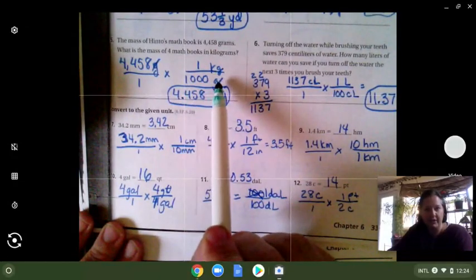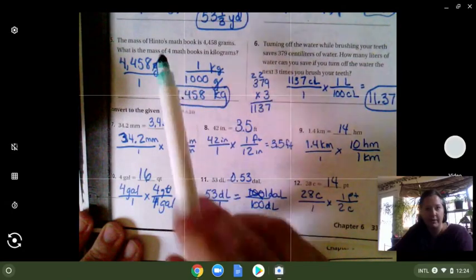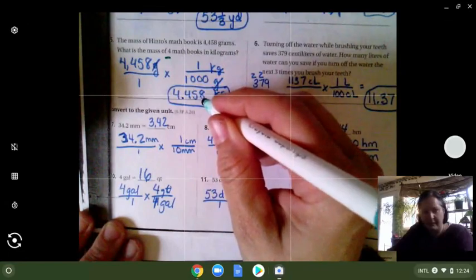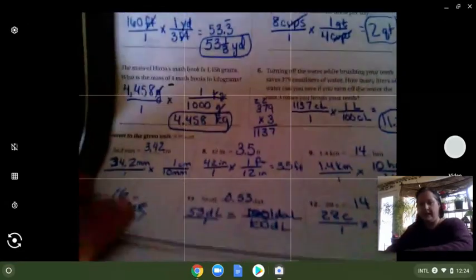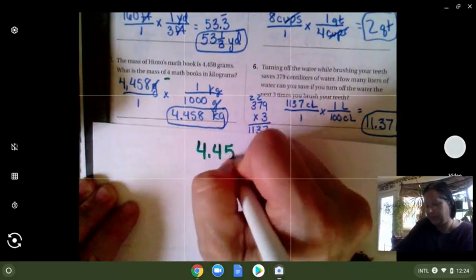There's 1,000 grams in 1 kilogram. So that will give us this answer, but they want to know how many 4 math books would be. So I'm going to need to take this and multiply it by 4. So let's do that now. We can make sure we get the right answer for our study guide here.